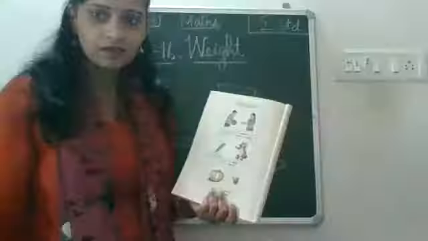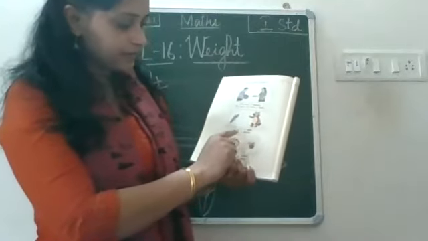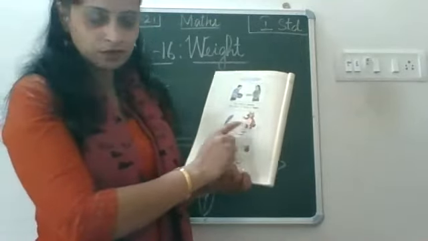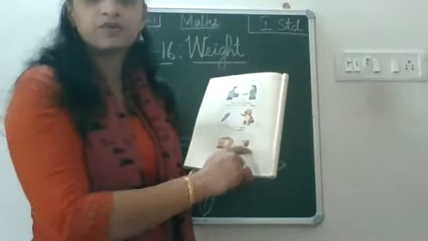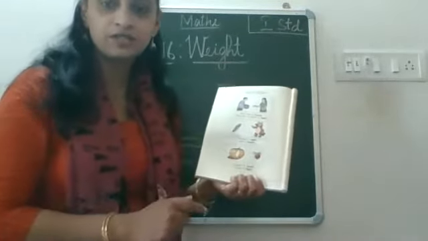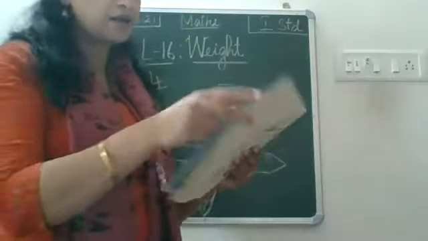Okay. Now next one. Feather is light and doll is heavy. You can see both the pictures given here. You have a picture of a feather and a doll, which is heavier? Doll is heavy. Very good. Next one, you have a pumpkin and an orange. Which one is heavier here, pumpkin or the orange? Pumpkin. Very good.